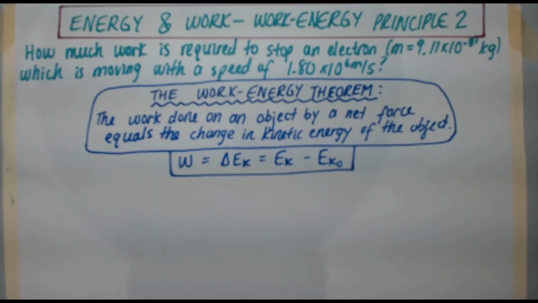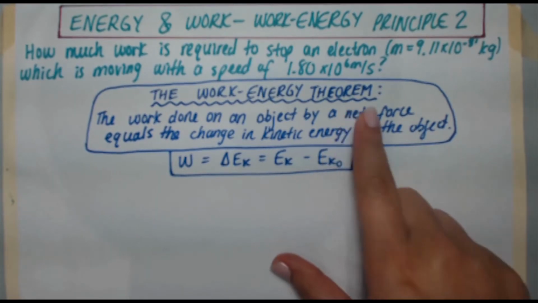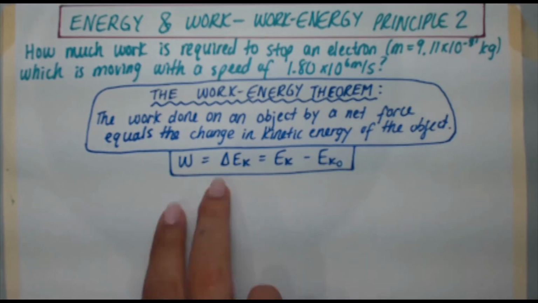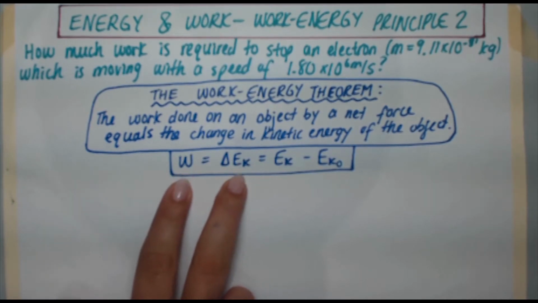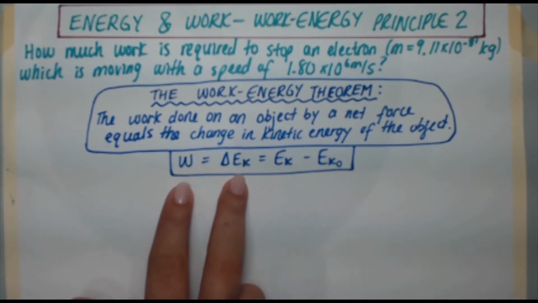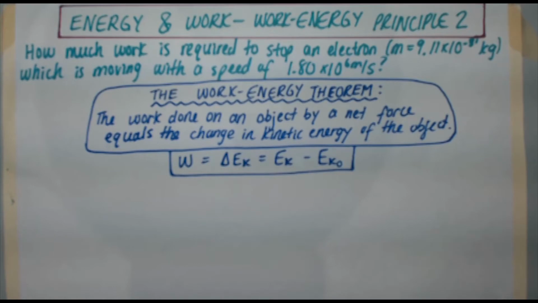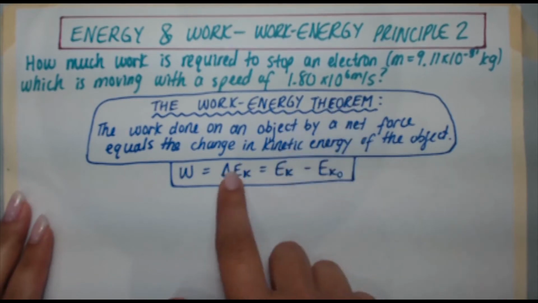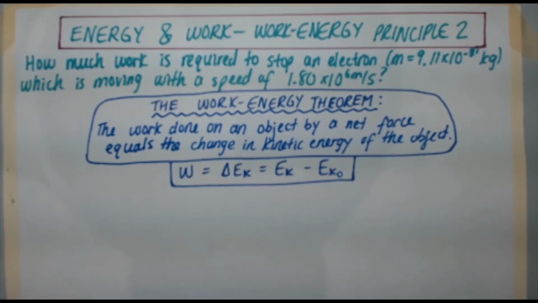Okay, so this problem deals with the work energy theorem. The work done on an object by a net force equals the change in kinetic energy of the object. So you can equate these two things together. Work is equal to delta EK, which is the final EK minus the initial. So whenever you see a problem where you're looking for work and you're given a speed, you should already start thinking work kinetic energy theorem. And it really is as simple as it looks.